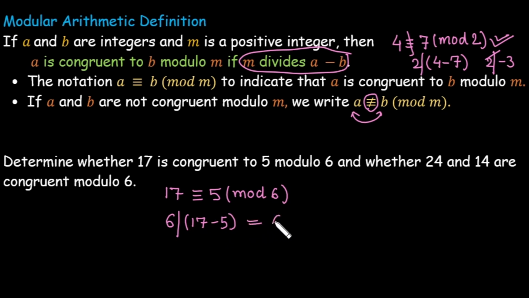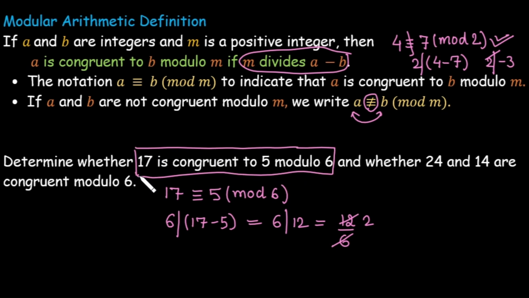So we just need to check whether 6 divides 12. Here 6 is dividing 12, or we can write whether 12 by 6 is any integer. Yes. Here we get 2. If yes, it means we can say that yes, 17 is congruent to 5 mod 6. Now check whether 24 and 14 are congruent with respect to mod 6. Means can we say that 24 is congruent to 14 mod 6?